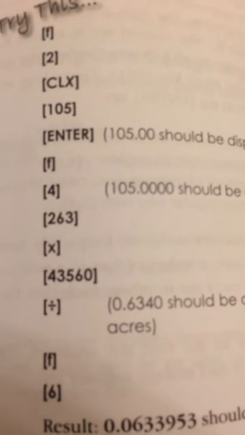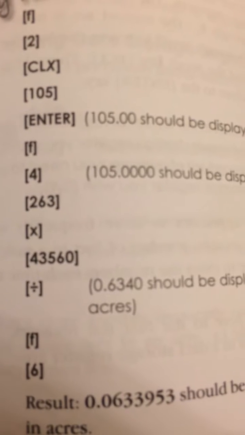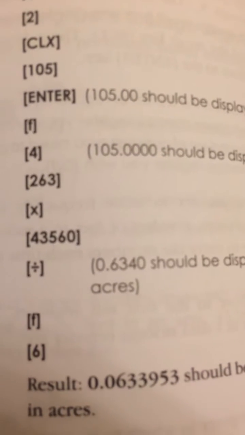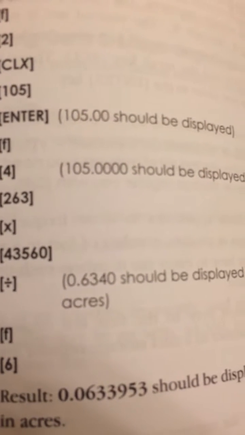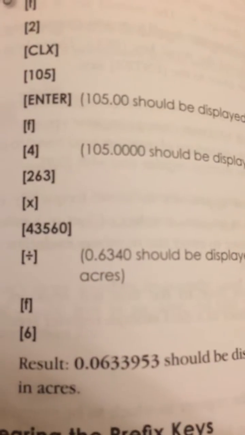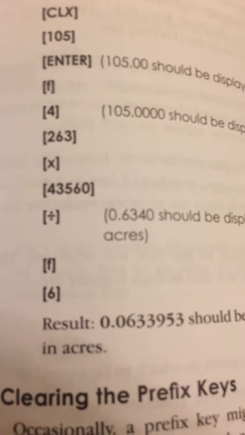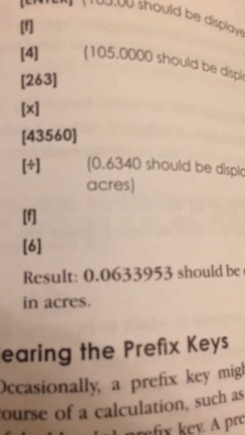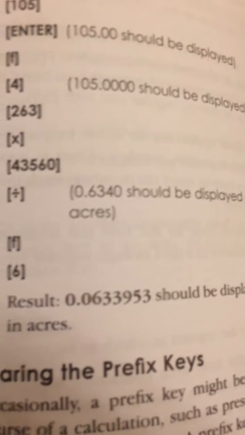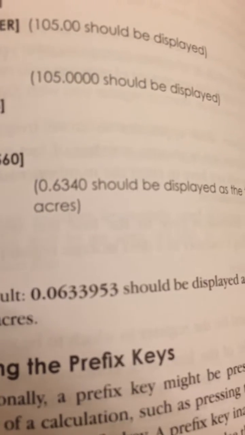263 multiply, 43,560 divide. 0.6340 should be displayed as the total site area in acres. F6, result: 0.0633953 should be displayed as the total site area in acres.